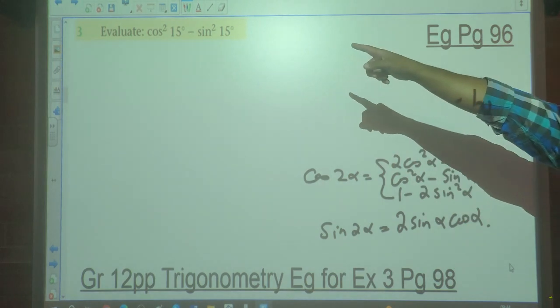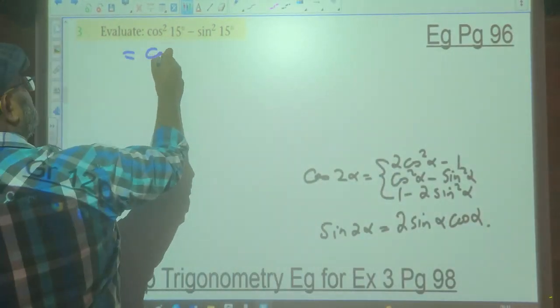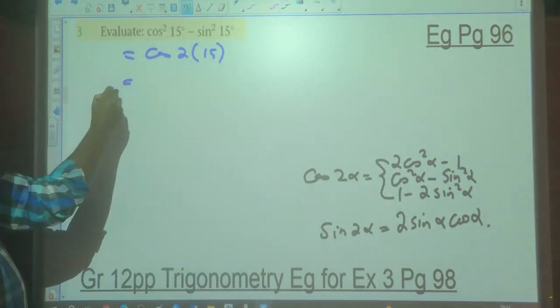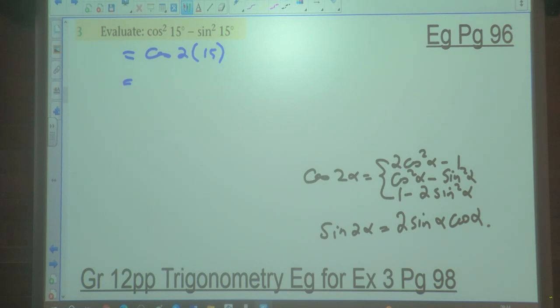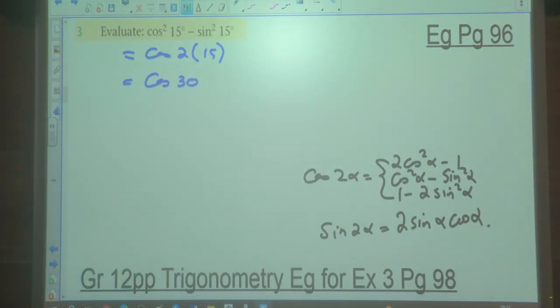And what's my alpha angle here? 15. So in other words, it's going to be cos 2 times 15. What's 2 times 15? 30. Right, you guys are showing some promise there. Now you guys know what 2 times 15 is. And what is cos of 30?